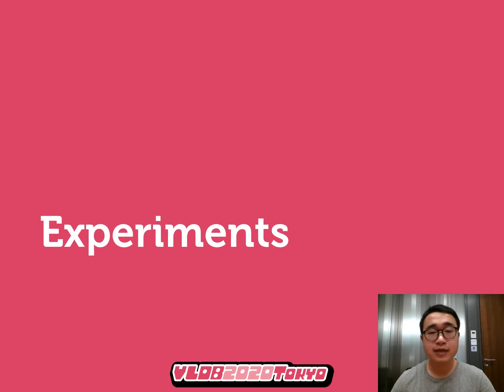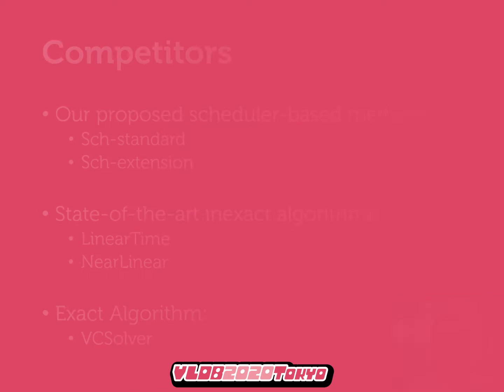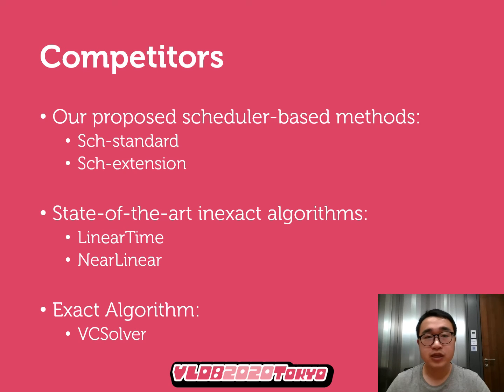Finally, let's see some experimental results. Extensive experiments are conducted on 13 real networks and 3 types of synthetic graphs. For ease of presentation, scheduler standard and scheduler extension denote our proposed scheduler-based methods. They are compared with the state-of-the-art algorithms, linear time and near-linear. We also use the exact algorithm VC solver to compute ground truth on some graphs.